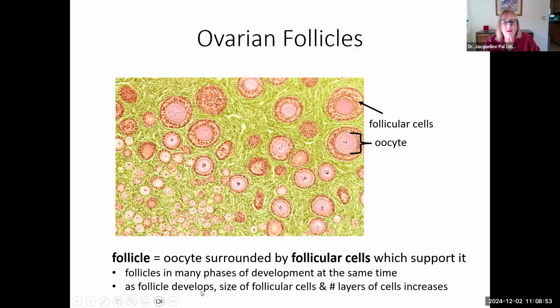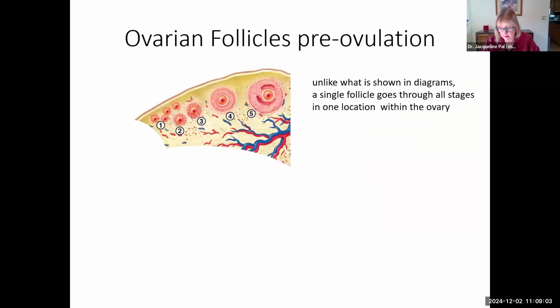So as the follicle develops, the size of the follicular cells increases as well as the number of layers of cells increase. And the oocyte itself will increase in size.